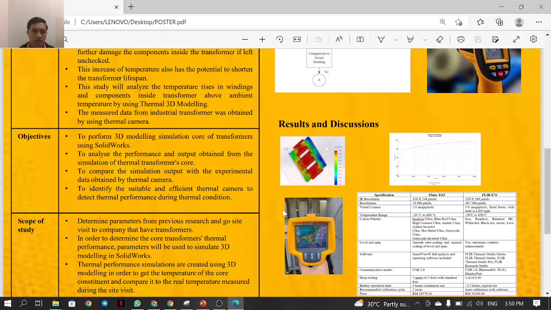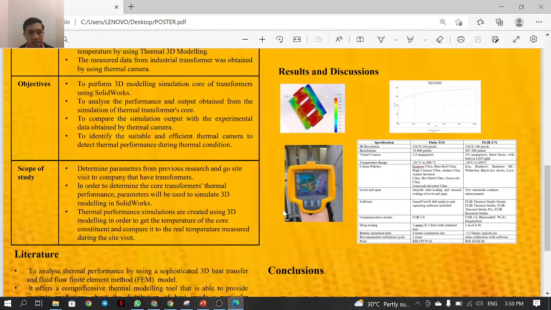And for the scope of the study, for the first point, to determine parameters from previous research and go on a site visit to a company that has a transformer. Second, in order to determine the core transformer's thermal performance, the parameters will be used to simulate 3D modeling in SolidWorks. And the last one is thermal performance simulation created using 3D modeling in order to get the temperature of the core constituent and compare it to the real temperature measured during the site visit.